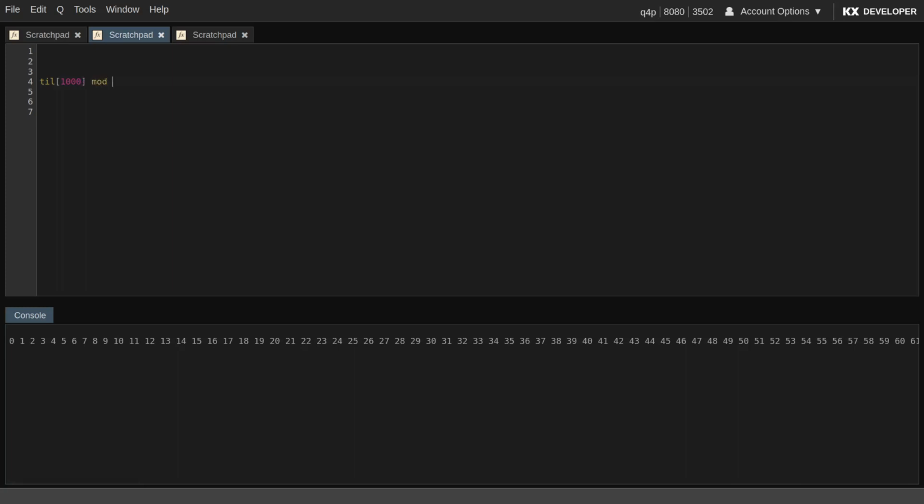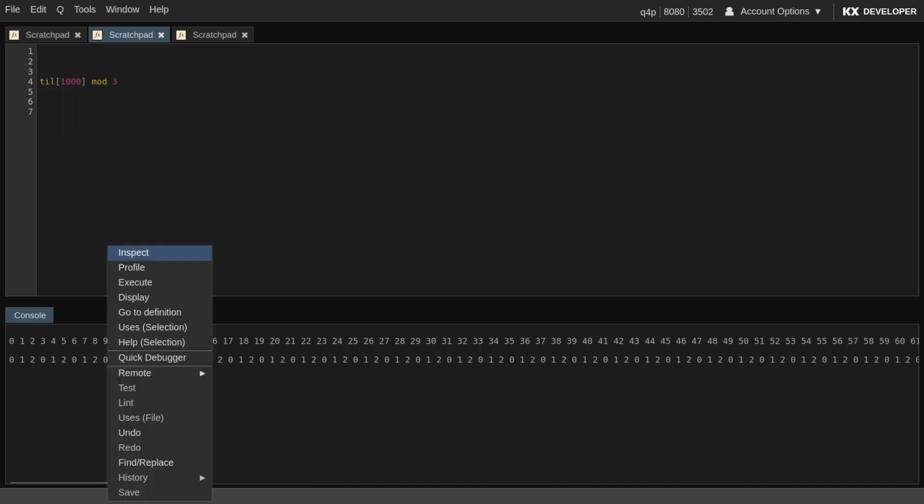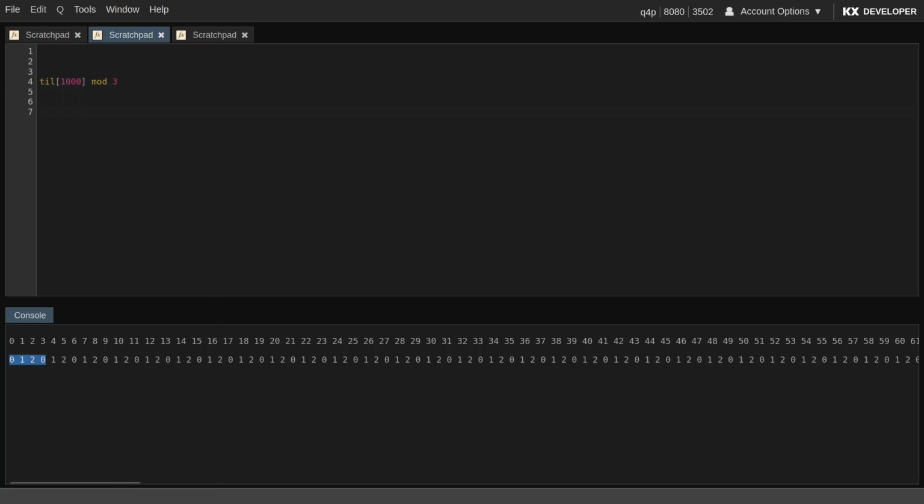And we can use the mod keyword to do the modulus operation, which essentially returns the remainder after being divided by the right argument. So anywhere there's a 0, it means it was evenly divisible by 3. So those are the multiples of 3. And then we can use the each right iterator, which essentially turns its left argument into a composition function, applying to each item on the right.